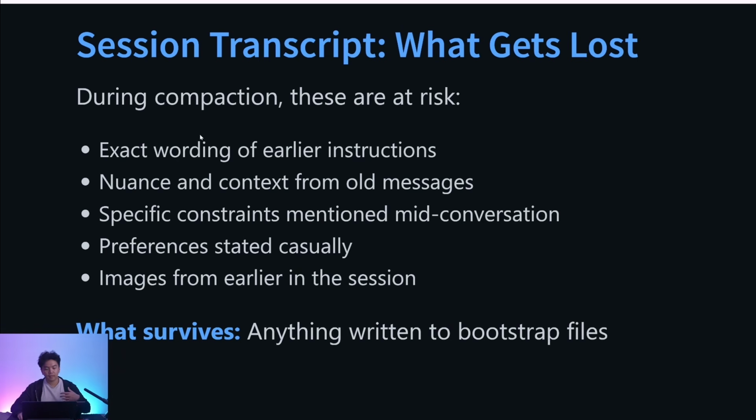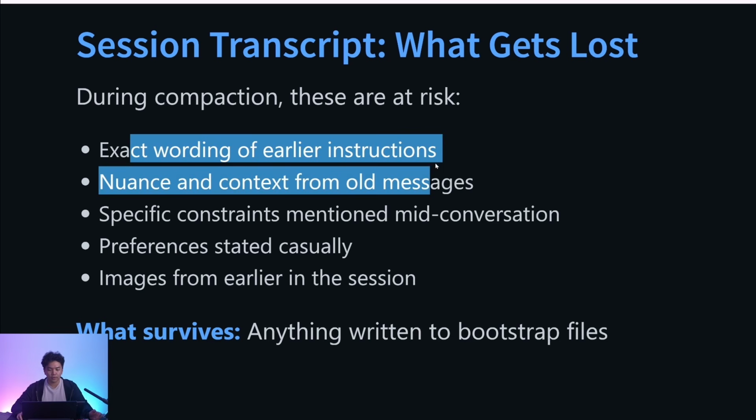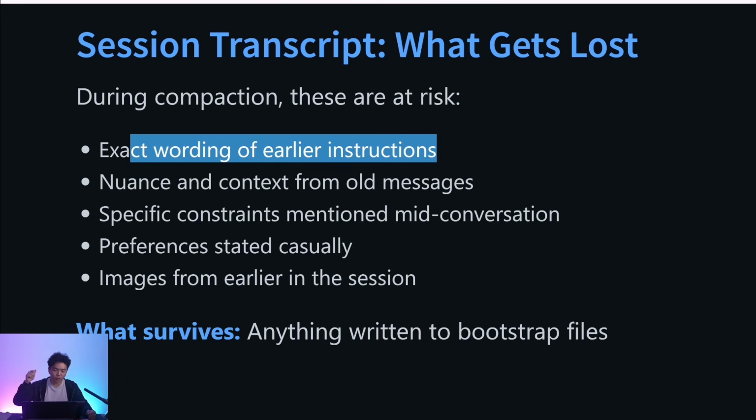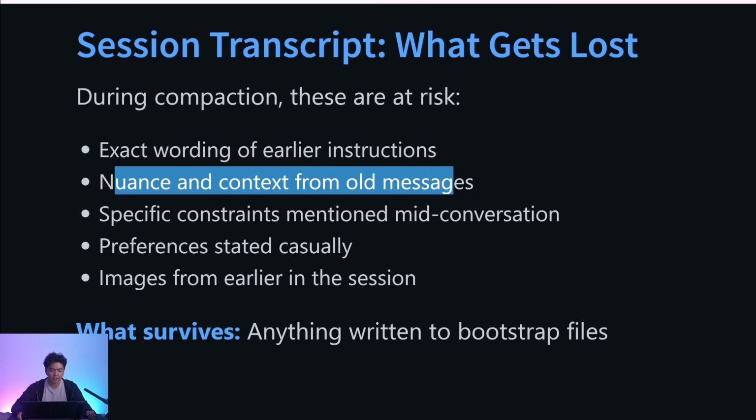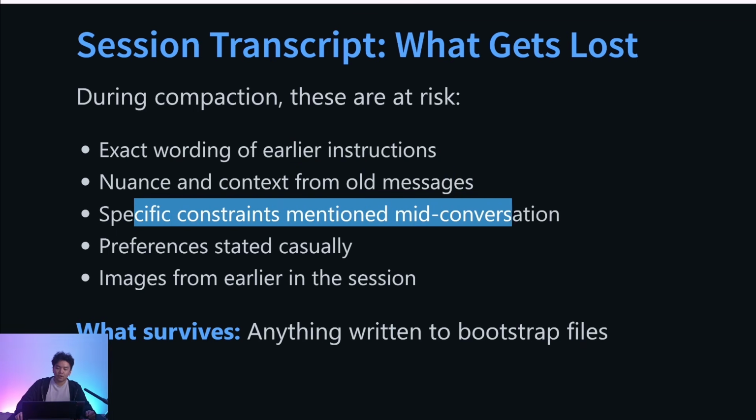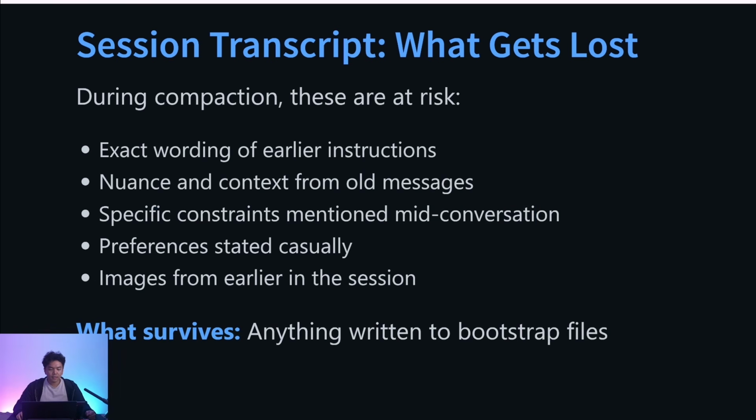You have to assume that the exact wording of earlier instructions is lost. So if you want them to remember word for word, of course they're not going to remember word for word. They're going to summarize that. Nuance and context from old messages, specific constraints mentioned mid-conversation, such as the instruction not to delete those emails, preferences stated casually, and images from earlier in this session. The only thing that survives after compaction is anything that is written to the Bootstrap files. That's why we keep saying, write it to a file.